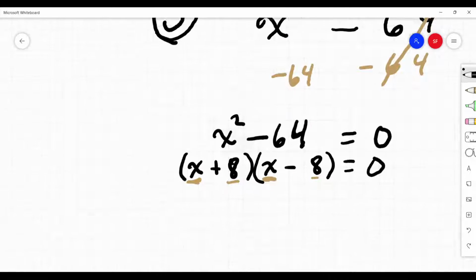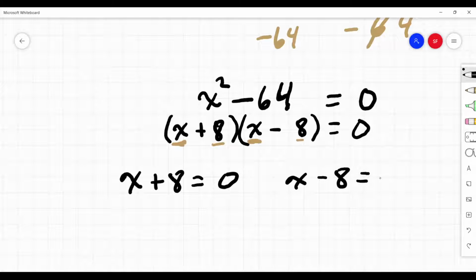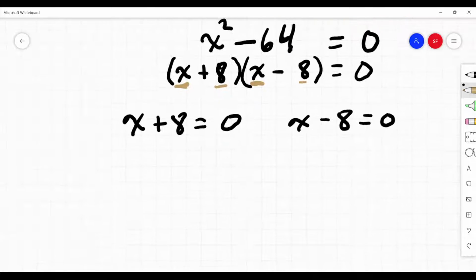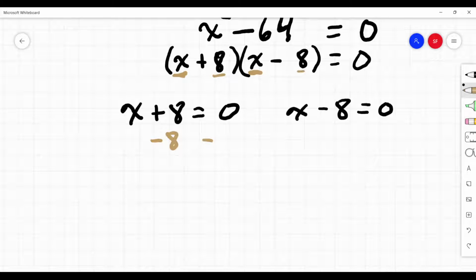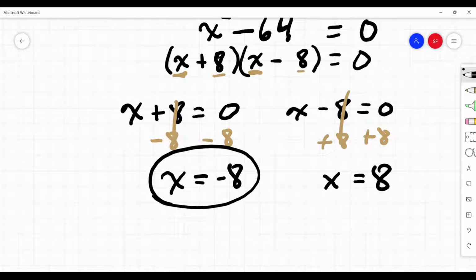So now we've got something that's completely factored and equal to 0. Right? And so we set each factor equal to 0, x plus 8 equals 0, and x minus 8 equals 0. And there it is. And then we solve and finish it out. So minus 8 over here, minus 8 over here, plus 8 over here, plus 8 over here. Those cancel. So we end up with x equals negative 8 and x equals positive 8, right?